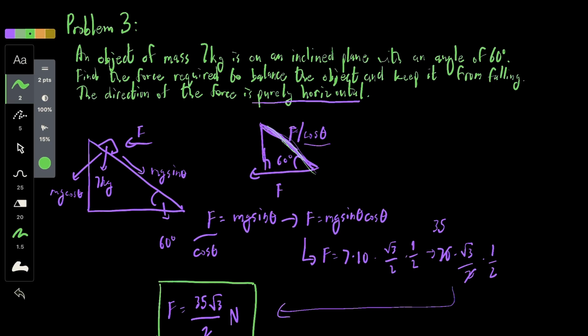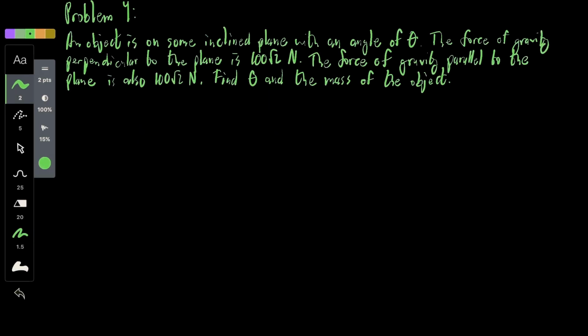Basically, this problem revolved around realizing that the force that would balance it in the same direction has magnitude F divided by cosine theta, so our actual force would change depending on the angle that it is given at. So that's our third problem, and let's move on to our fourth and final problem. This is our fourth and final problem for today.